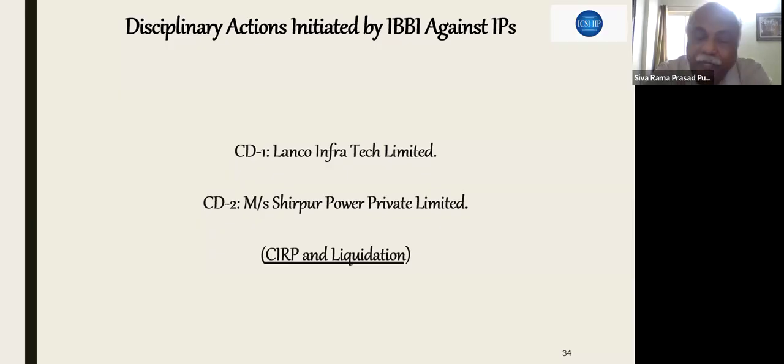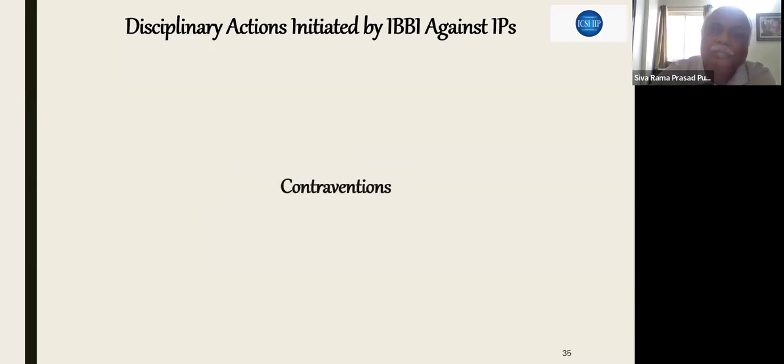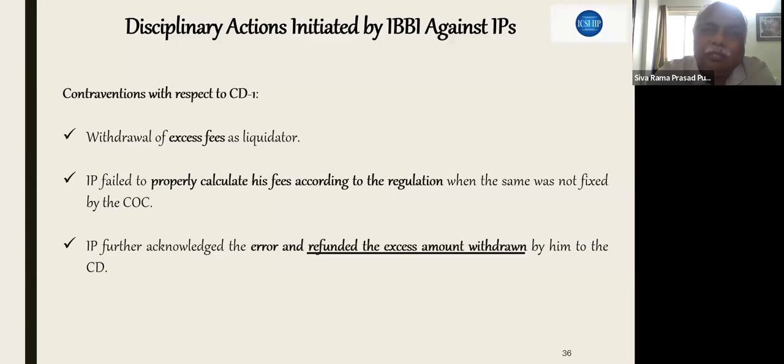If you want, the IBBI website is available, or IPs have also mentioned it in their quarterly or monthly journal. What are the contraventions in these two, CIRP and liquidation? What are the wrongs or errors committed by the resolution professional? Contravention 1 with regard to CD1: withdrawal of excess fees as a liquidator. Even though the powers are with you to operate the bank account, it doesn't mean that withdrawing as much funds as I wish is right. That is wrong. You are the trustee. Even 1 rupee extra also we should not draw from the bank account.